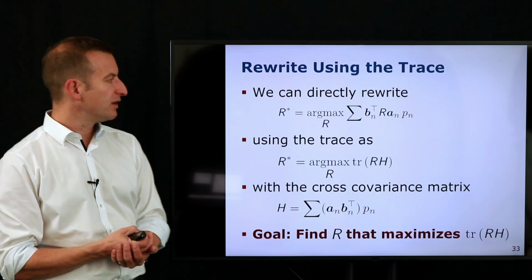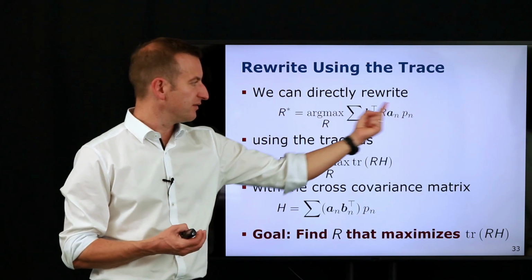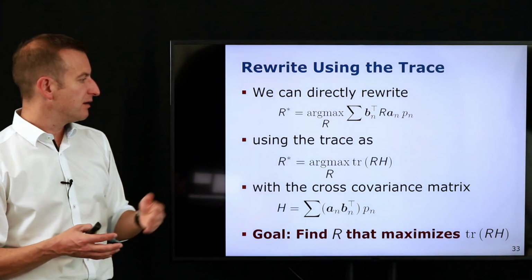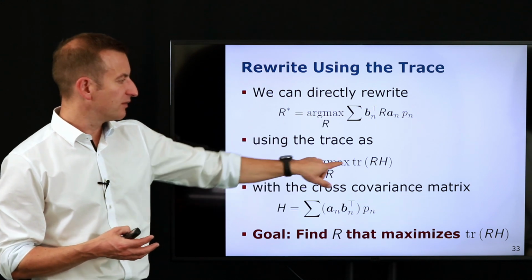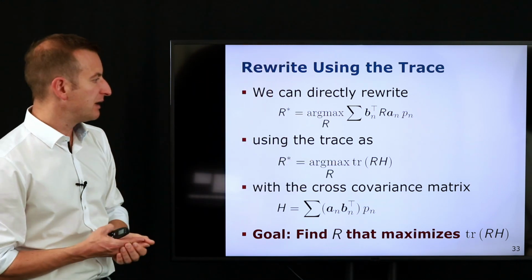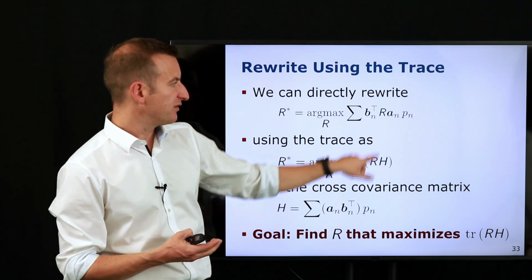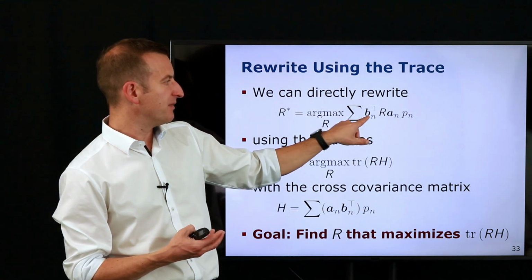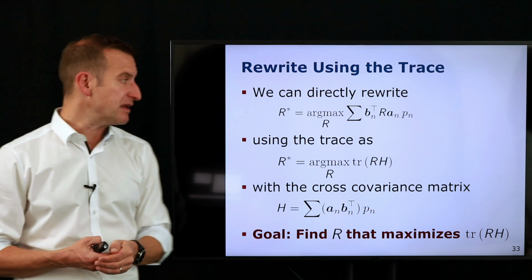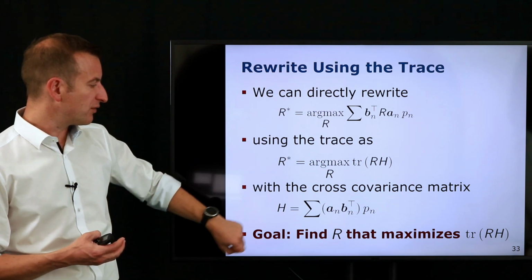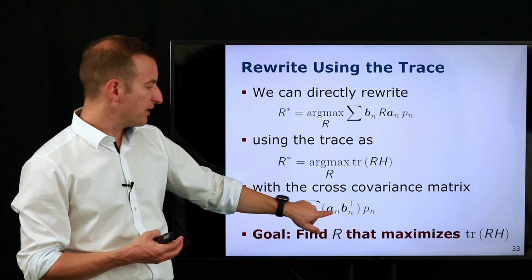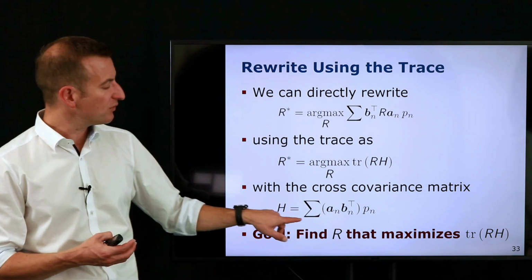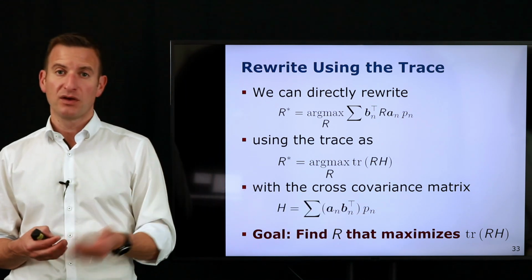And now we can exploit the fact that we can rewrite this expression, for a vector, my rotation matrix, and another vector, in a form that uses the trace, the sum of the diagonal elements of a matrix. It's a matrix given by this same rotation matrix and the matrix H, and this matrix H is built up from these b and a terms. This is the cross-covariance matrix, the sum over all elements of the product of a_n times b_n transposed, weighted, which turns into a 3x3 matrix.